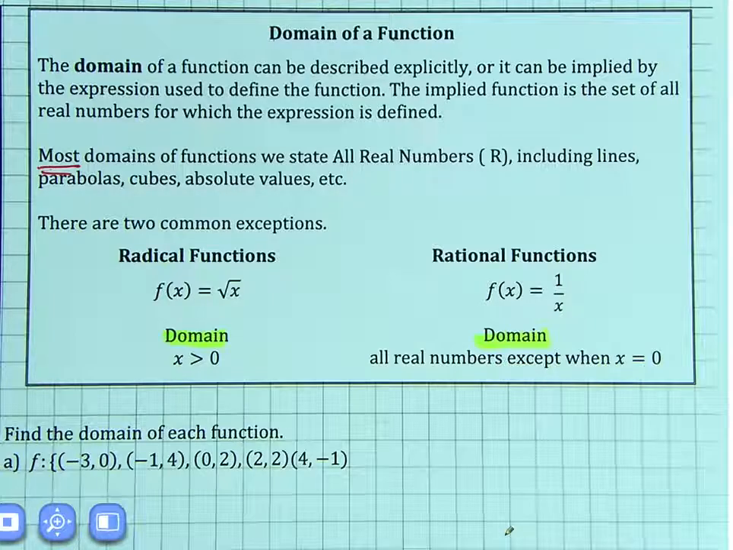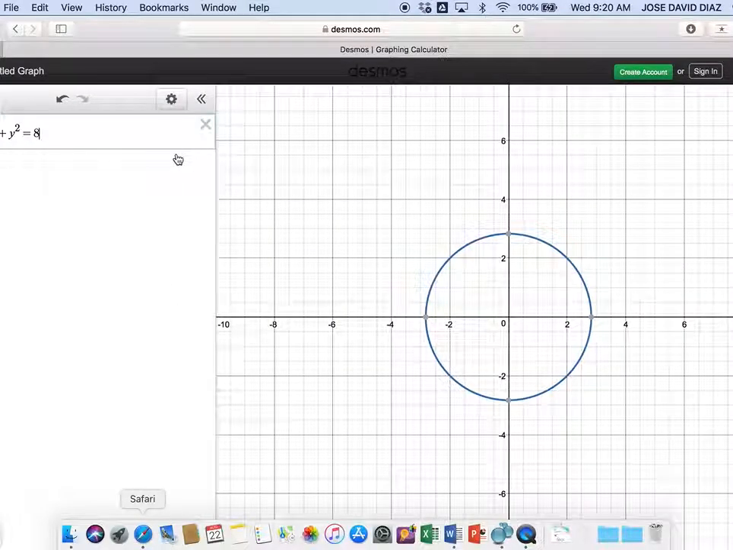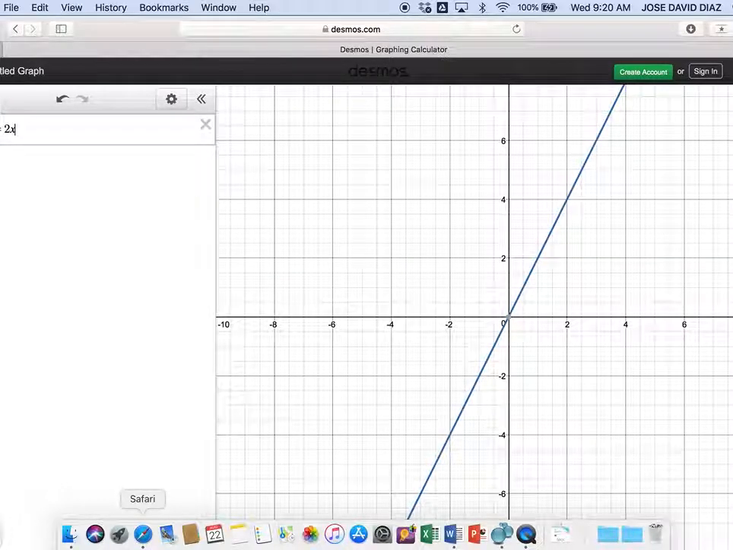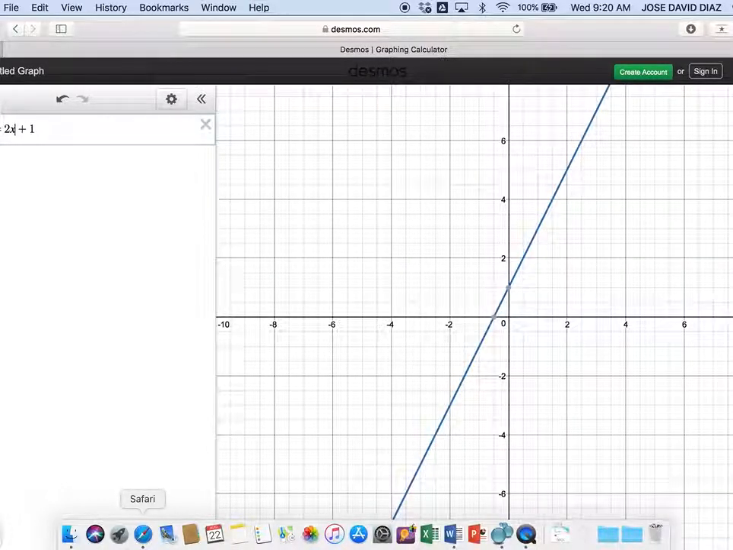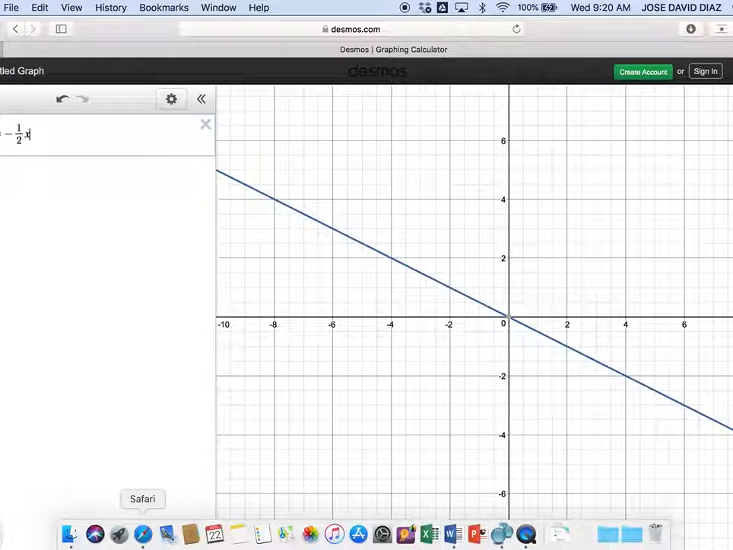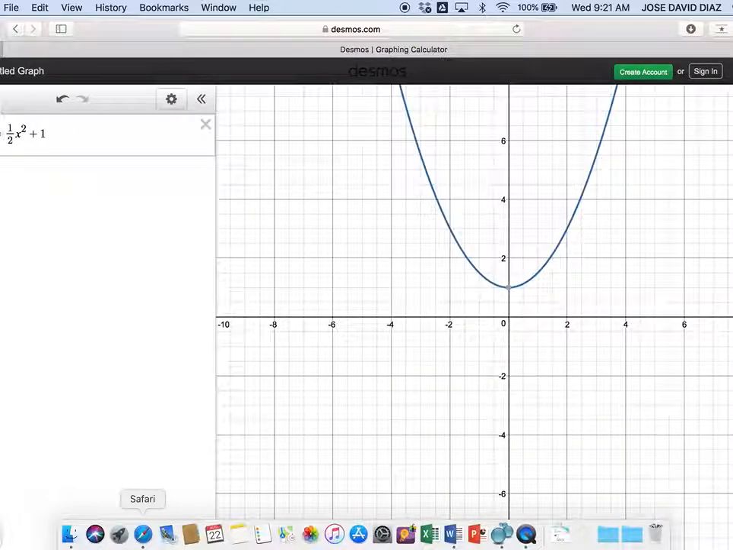Now if we look at them algebraically and graphically, if I look at the domain for a line such as y equals 2x plus 1, or let's say negative 1/2, the domain is from negative infinity to positive infinity, because there's a value throughout. Parabolas will be the same. If I have x to the power of 2 plus 1, whether it's positive or negative, your domain will be from negative infinity to positive infinity, and we say all real numbers.